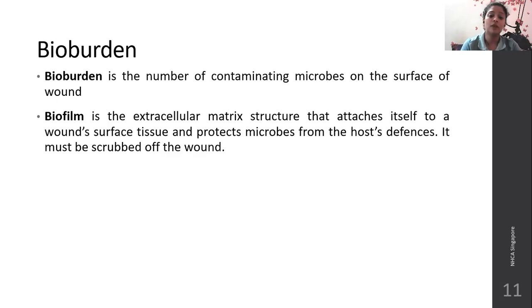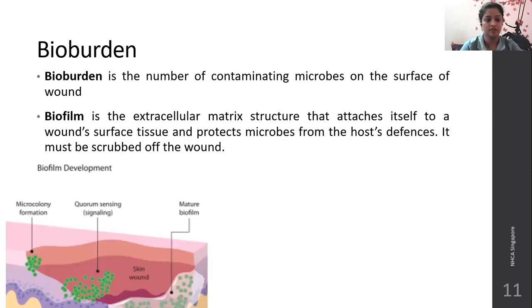Biofilm is the extracellular matrix structure that attaches itself to the wound surface tissue and protects the microbes from the host defenses. It must be scrubbed off the wound. You can see the example here of biofilm forming. Okay, these are the microcolony formations, and here they have multiplied, and this white layer which you can see is covering and protecting this flora, these contaminating pathogens. Okay, that is called the biofilm. That's the matrix which will protect the pathogens, so that has to be scrubbed off the wound.